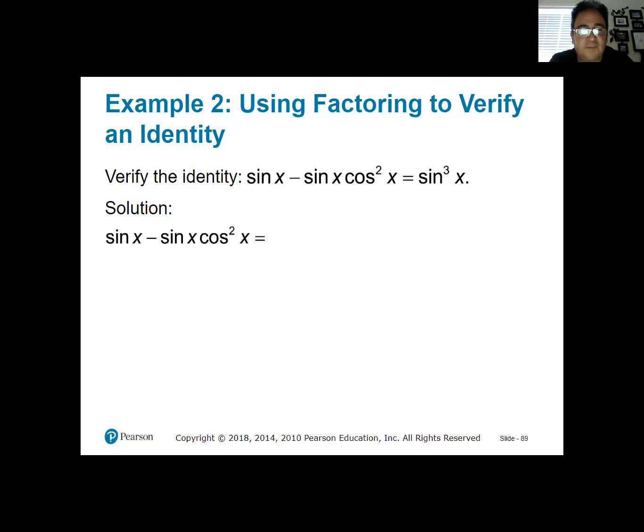What do you notice that you have in common here in both terms that are on the left? They both have a what? Sine of x. Good, Martin and Anthony. Sine of x, right? So what am I going to do with that sine?